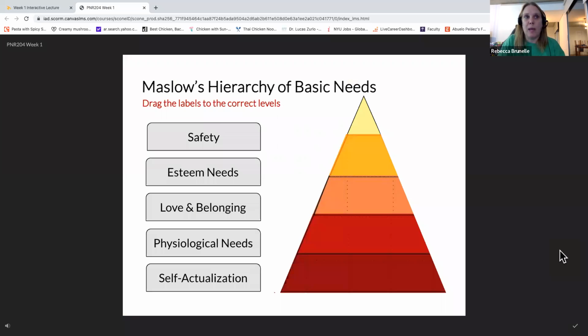Okay, so Maslow's hierarchy of needs. My other class, I was like, what is this? And they said, the thing that we use to answer every test question. So sort of true. So what is this getting at?